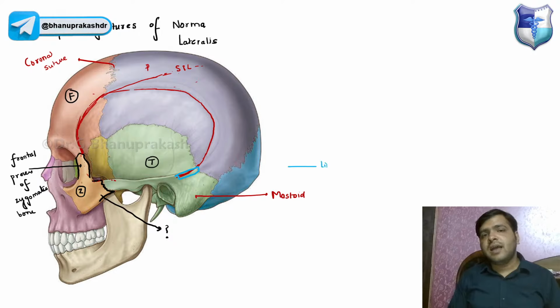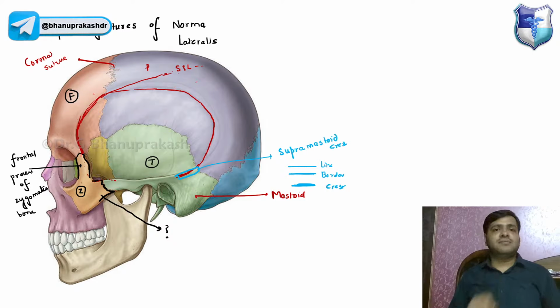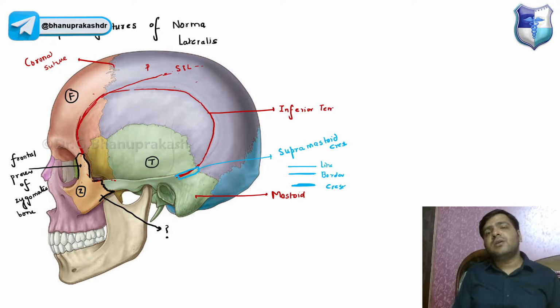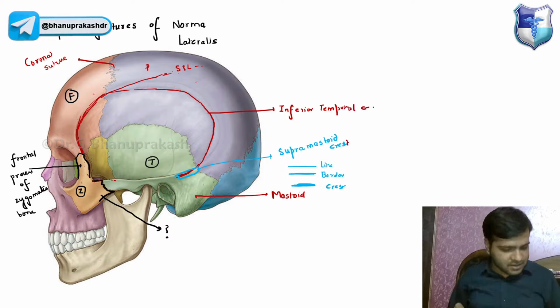This is a line, and if this line becomes a little thick, it is called a border. And if it is very, very thick, it becomes a crest. So we have a part above the mastoid, and that is called the supra. Supra means above the mastoid, supramastoid crest. So this line, guys, is called the inferior temporal line. This temporal line will be merging with the supramastoid crest, right? That is something you have to remember.